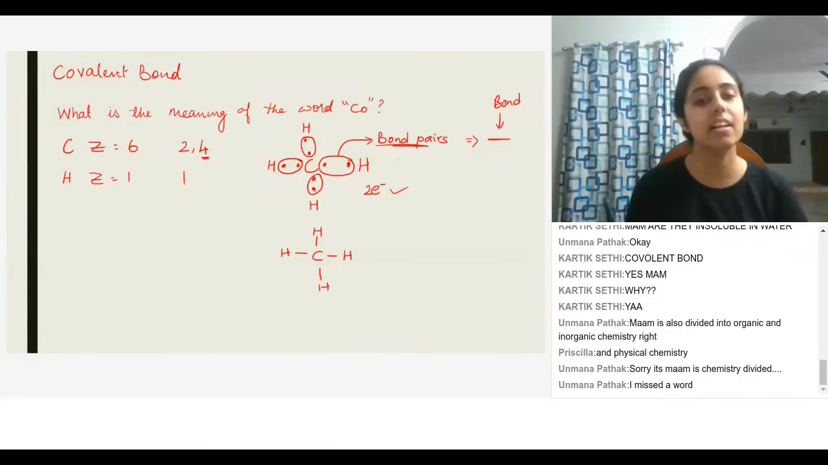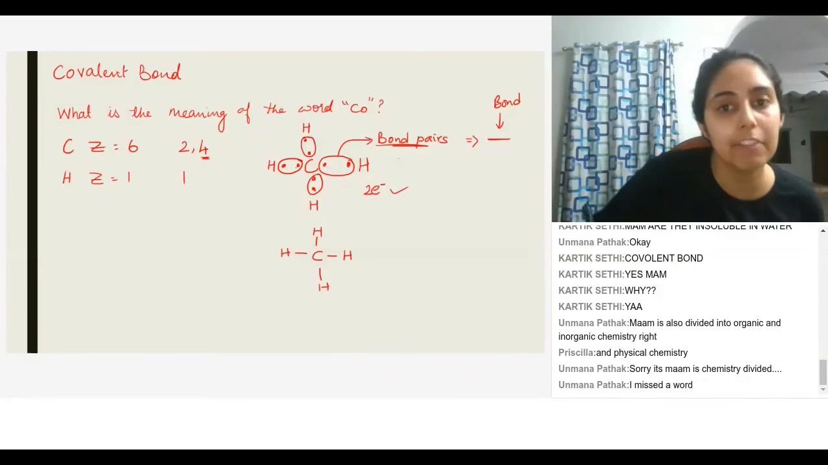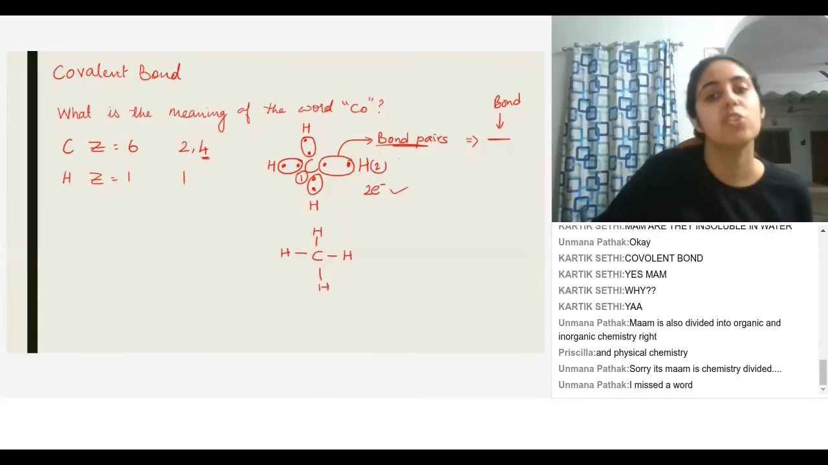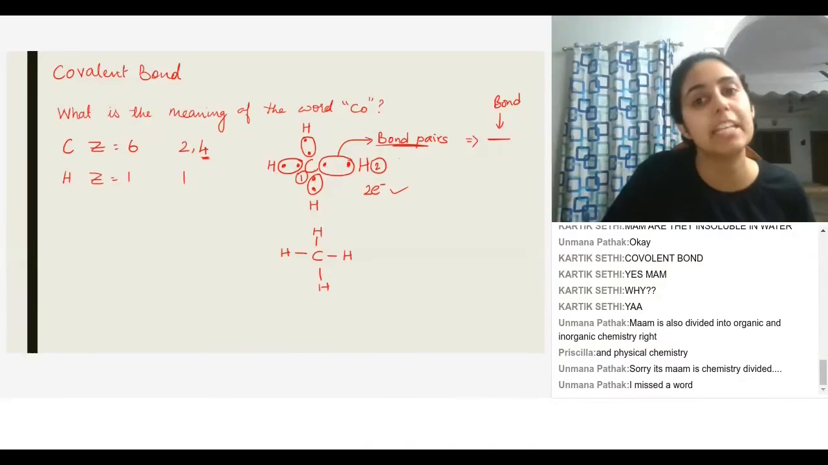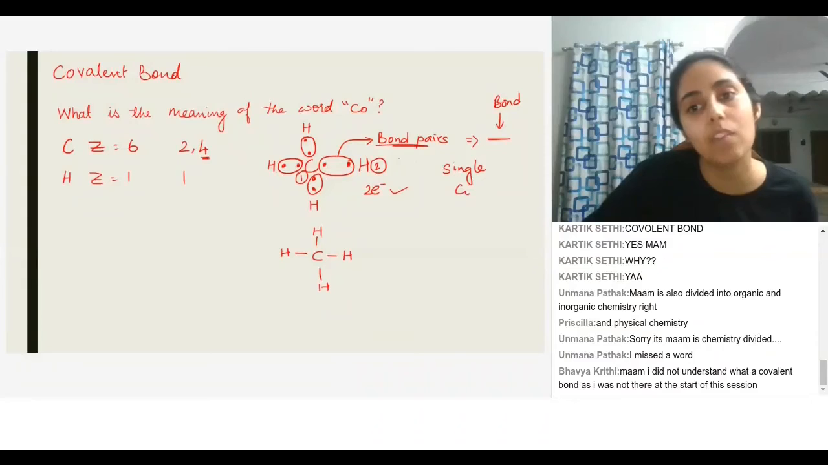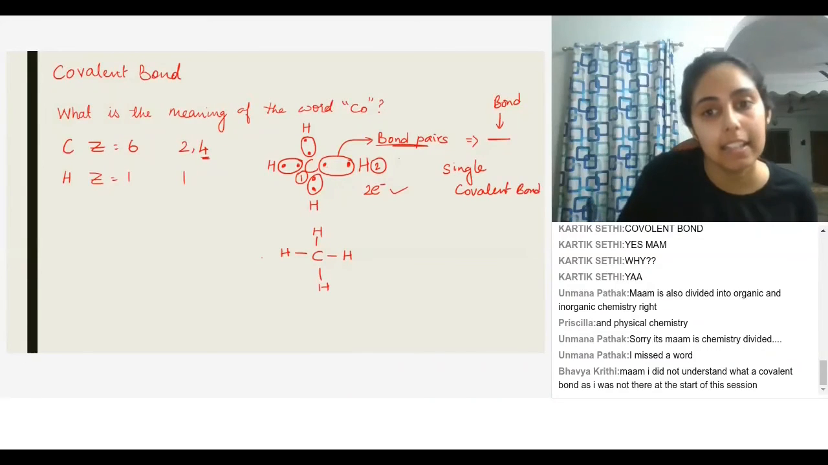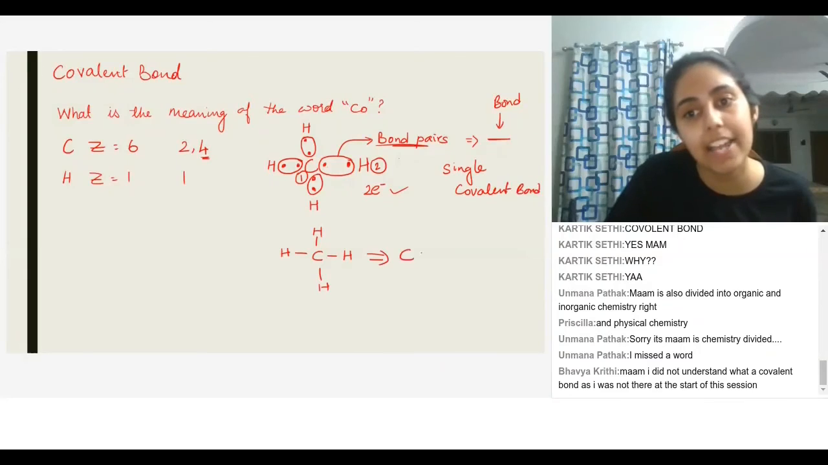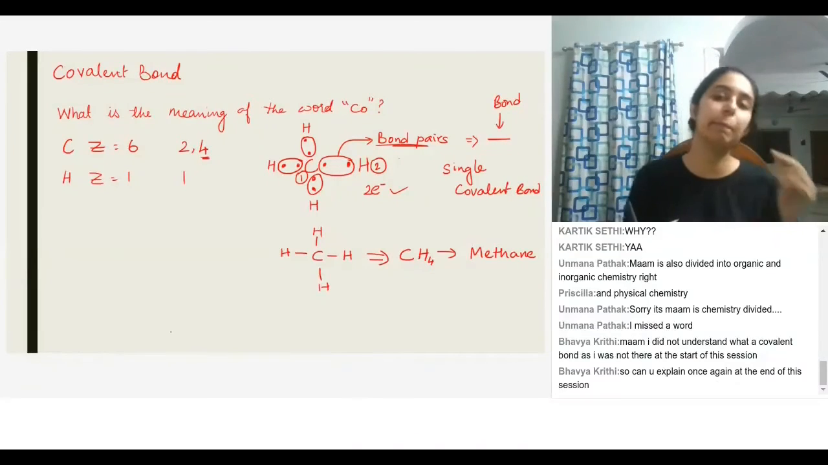All right, so whenever you see one pair of electrons being shared between 2 atoms, so over here this is my first atom and this is my second atom, I'm going to call that a single covalent bond. Okay, so this is an example of a single covalent bond. And this can also be written as CH4. This is nothing but methane.